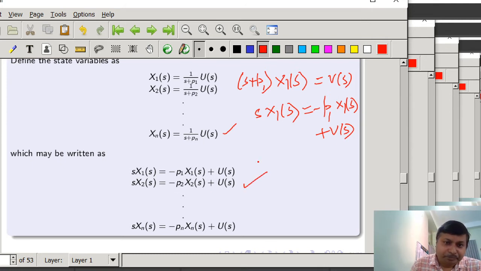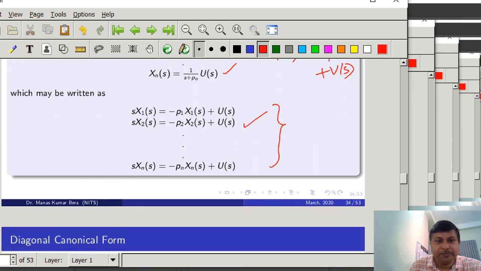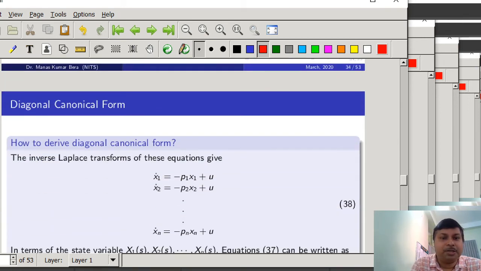Now after getting this, we know that state variable representation is a time domain representation. So our work will be to transform this set of state equations into the time domain. The time domain representation will be x1 dot is equal to minus p1 into x1 plus u, x2 dot is equal to minus p2 into x2 plus u, like that xn dot is equal to minus pn xn plus u. So these are the state equations.